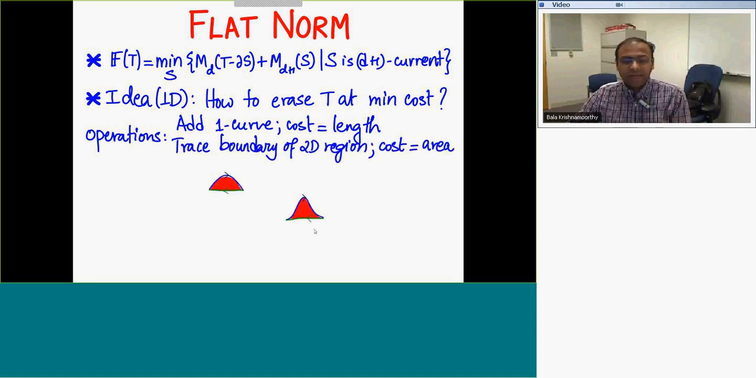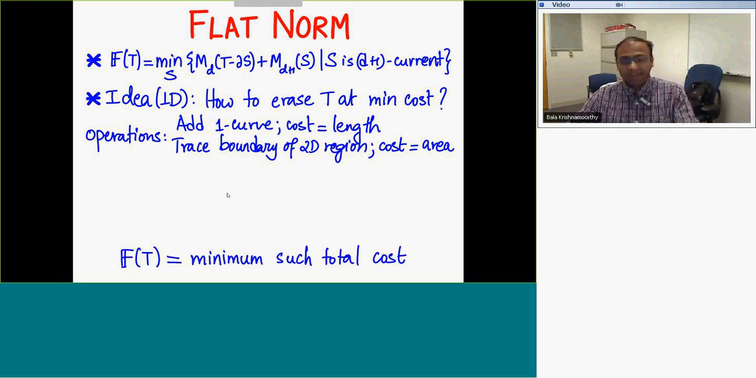But the other operation that you can use is to trace boundaries of regions, and the cost you pay is the area. So if I trace boundaries of these regions in the correct directionality or orientation, I cancel these loops and I have erased the entire curve. And the flat norm is the minimum total cost of length and area over all such possible erasing operations. That is the intuitive notion of what the flat norm measures.